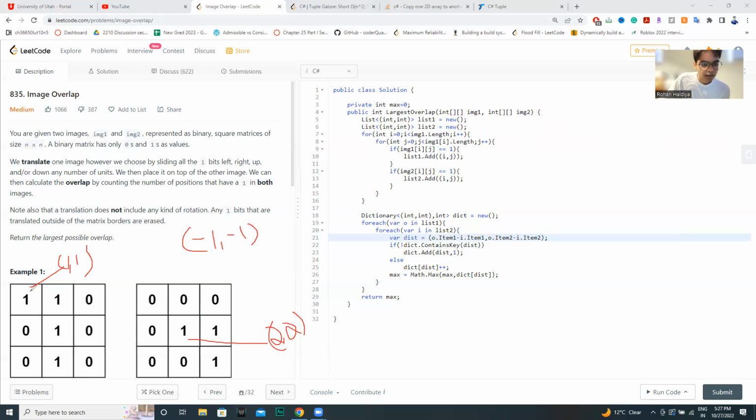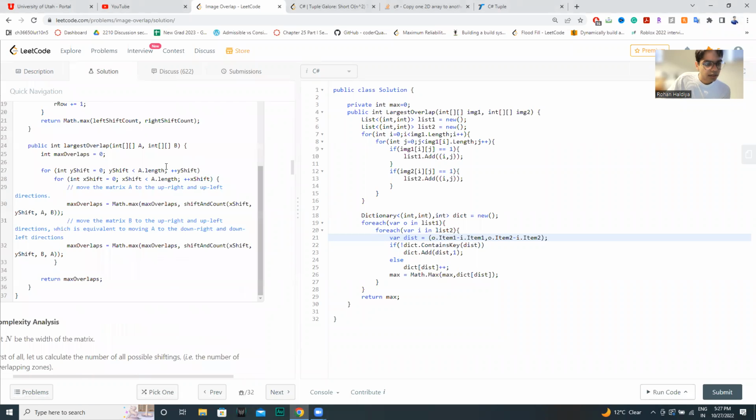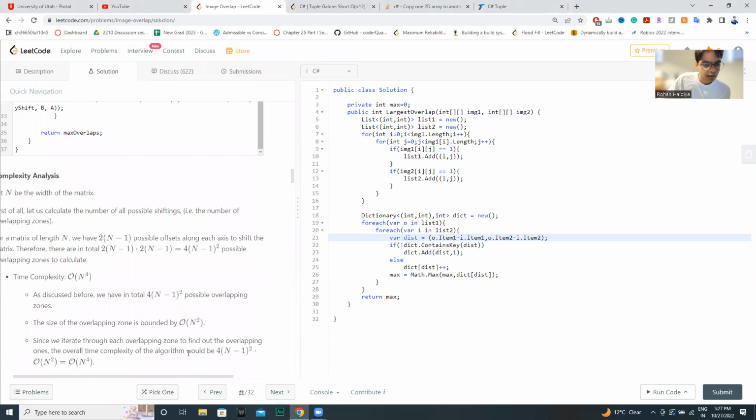So for this one, we would have 2 comma 3. So what we are going to get is -1 comma -2, and let's see, can we reach it with something else? Not really.